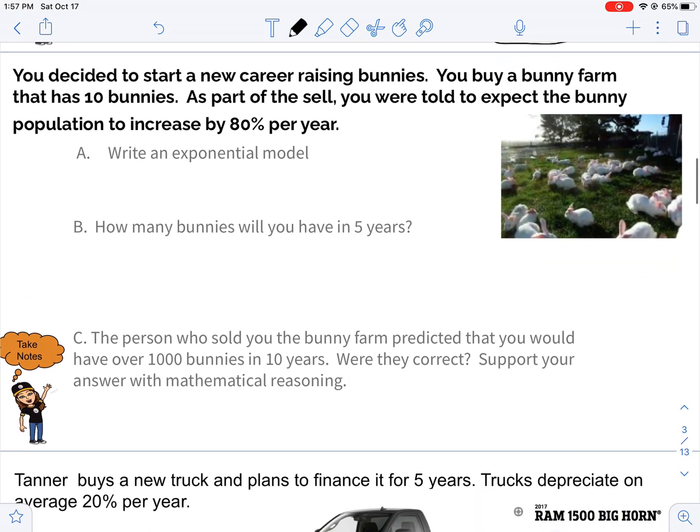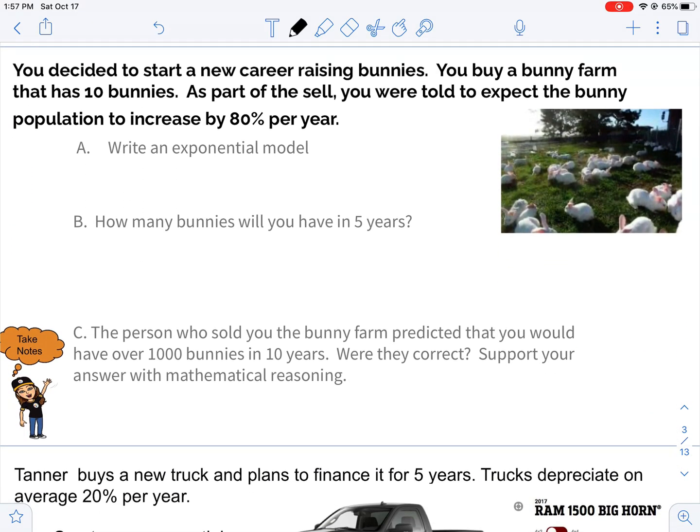Okay, so let's try this one. You decide to start a new career raising bunnies. You buy a bunny farm that has 10 bunnies. As part of the sale, you were told to expect the bunny population to increase by 80% per year. So we will write an exponential model. Notice we're talking about increasing. That tells me we're going to do something with exponential growth.